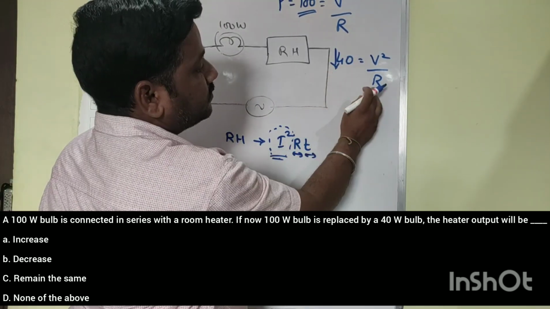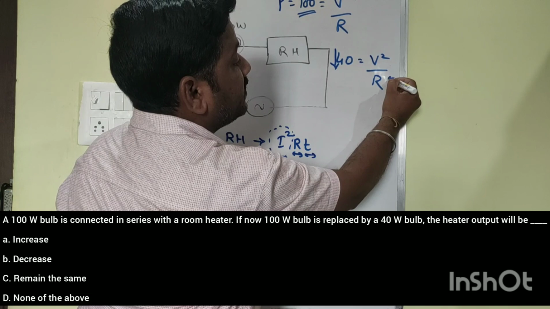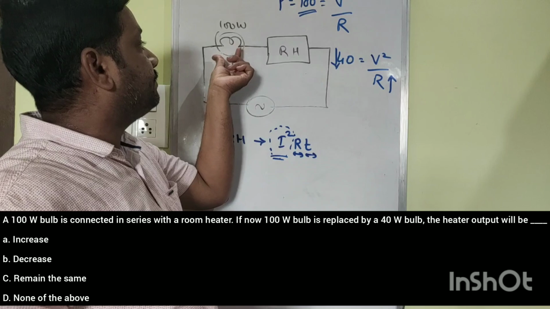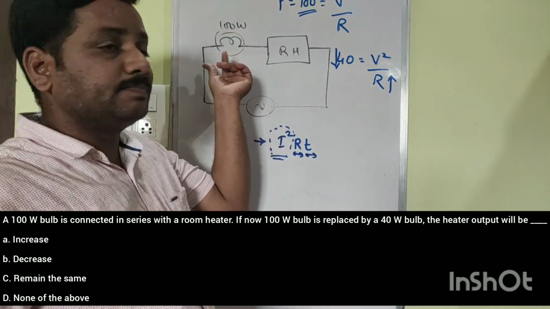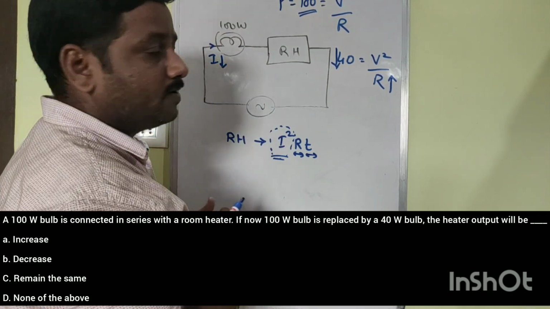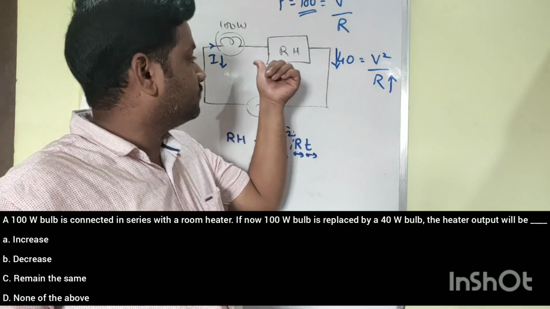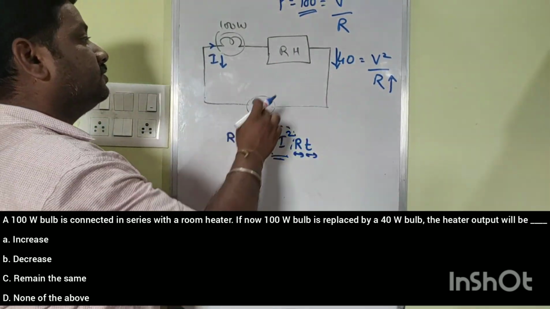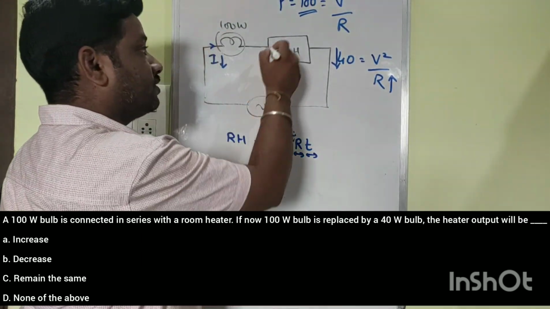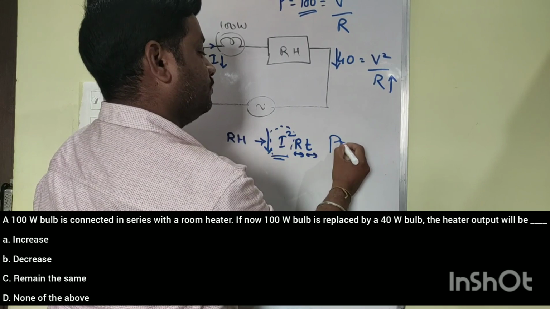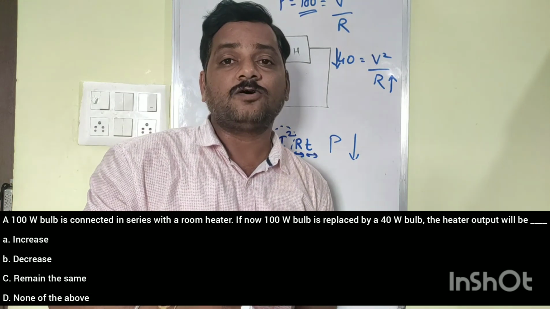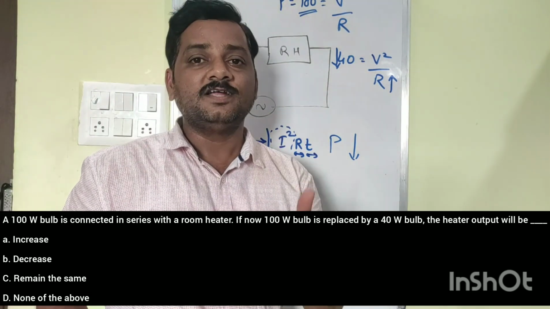So if power is reduced, you can compare it with the resistance. Resistance will be increased because it is inversely proportional. So the resistance of the bulb is increased. When the resistance of the bulb is increased, the current flowing through it is going to be reduced. These two are in series, so we get the same current in the room heater. So the current in this room heater will be reduced. If this is decreased, the total power of the room heater will be decreased. So among those options, you can select option B, which is mentioning it as decreased.